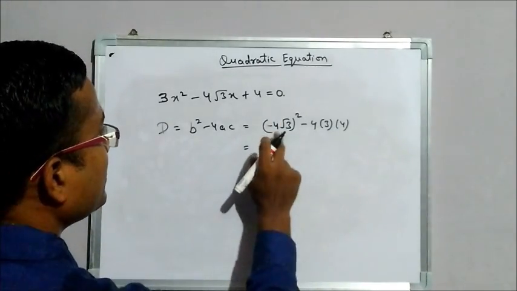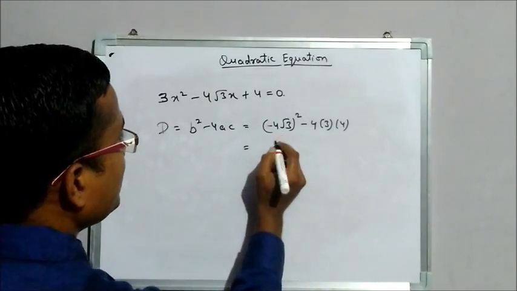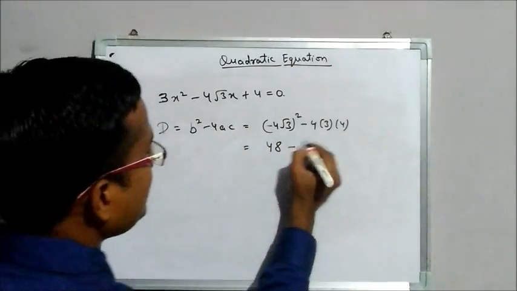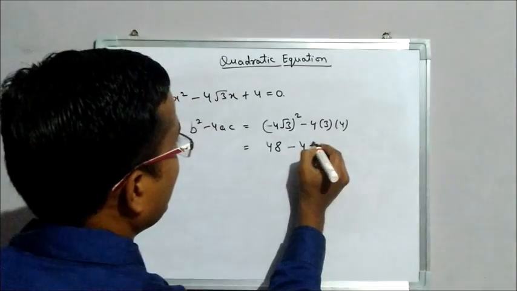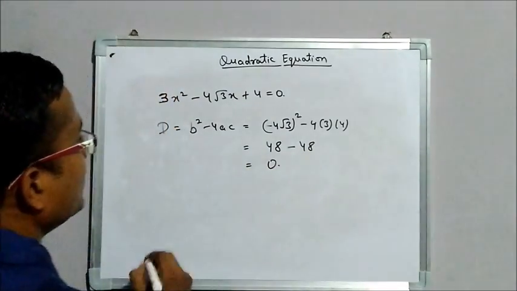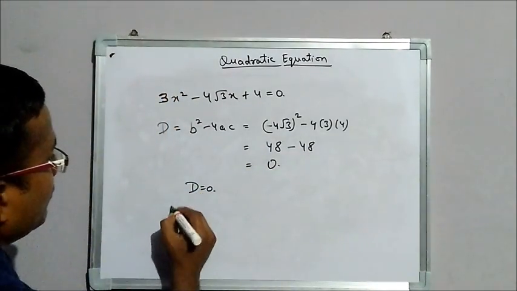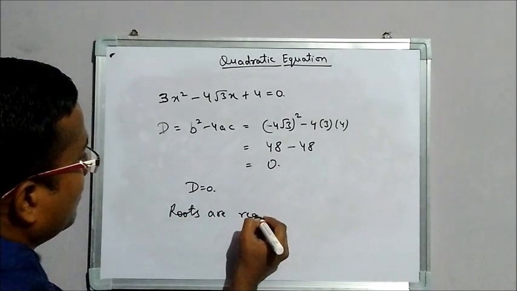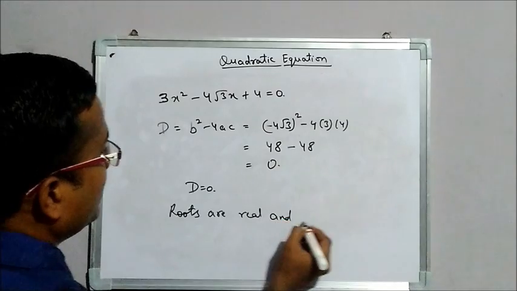The whole square of this term is 48, minus 48. What do we get? D is 0. The value of D is 0, meaning the nature of the roots is real and equal.